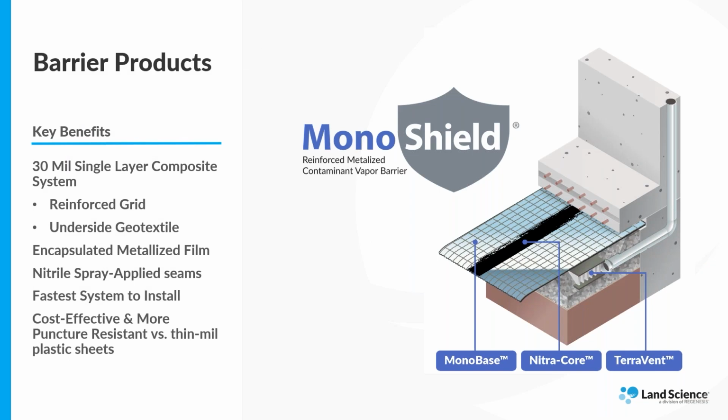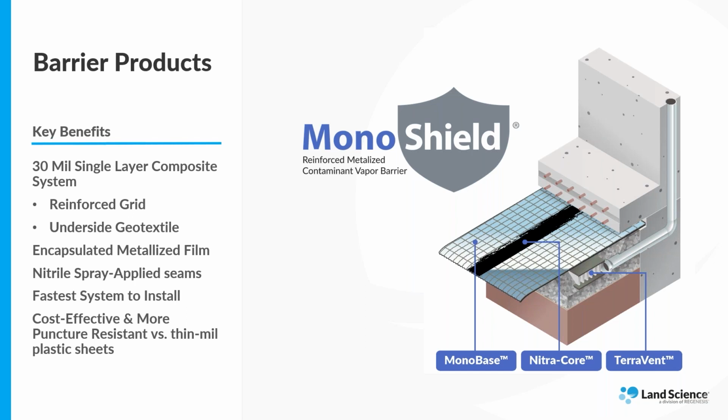So now I'd like to provide a little more detail about each of our barrier systems and typical usage. I'll start with our Mono-Shield barrier system, which is a fantastic solution for large warehouses or retail developments where regulatory requirements aren't necessarily the driving factor and risks are considered low. This is a single layer composite system with spray applied seams. The system can be installed extremely fast, especially in a warehouse application.